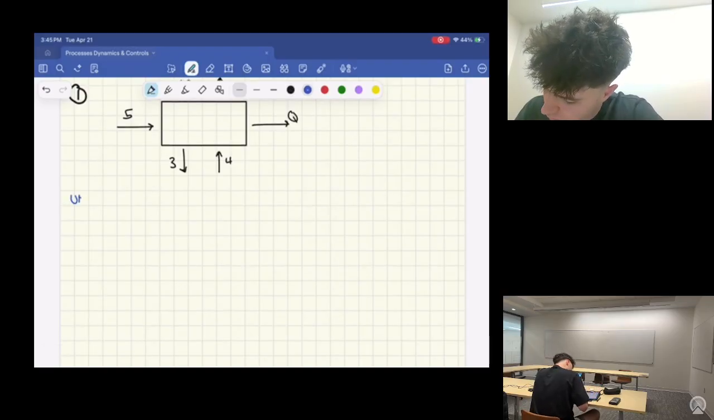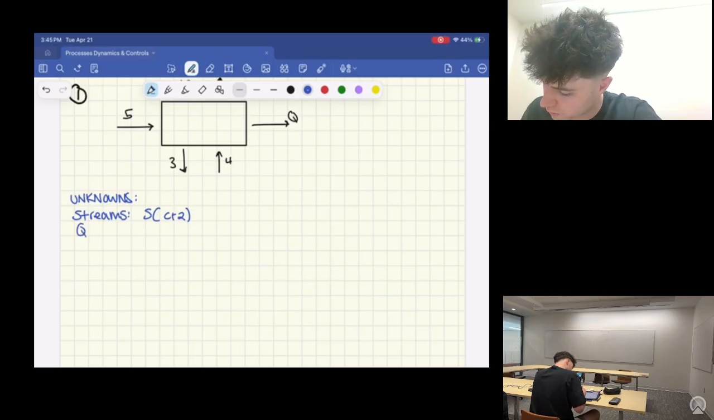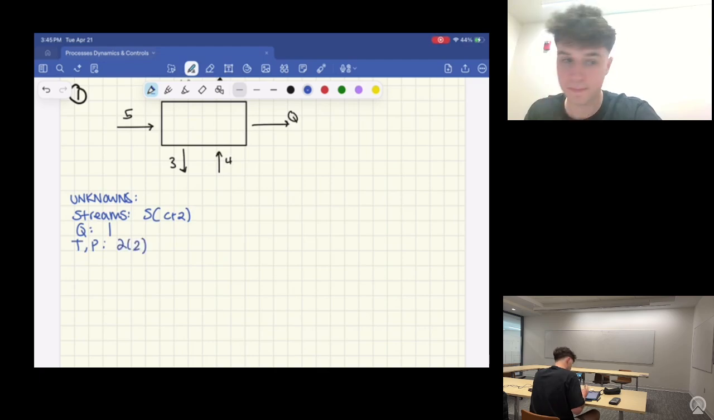So first we will look at our unknowns, which we will write in blue. And so for streams, we have 5C plus 2. And then for Q, we have 1. And then for temperature and pressure, we have 2 times 2.